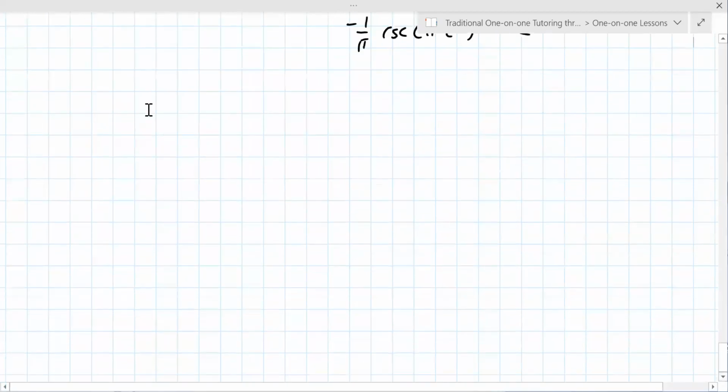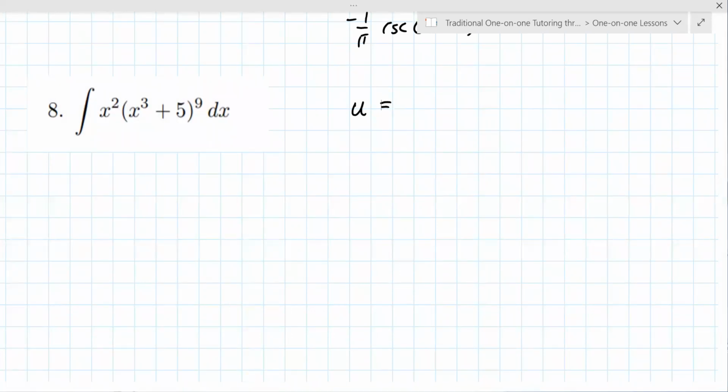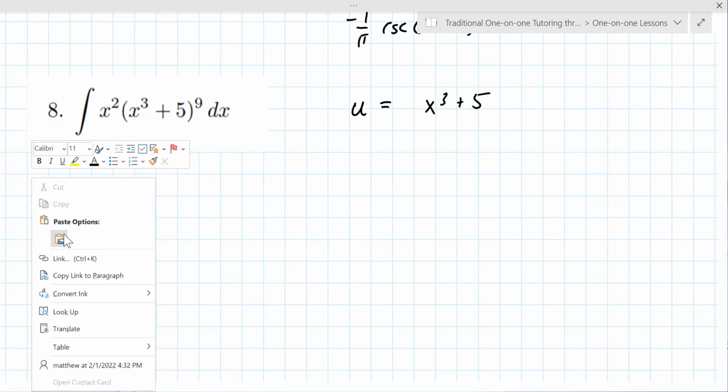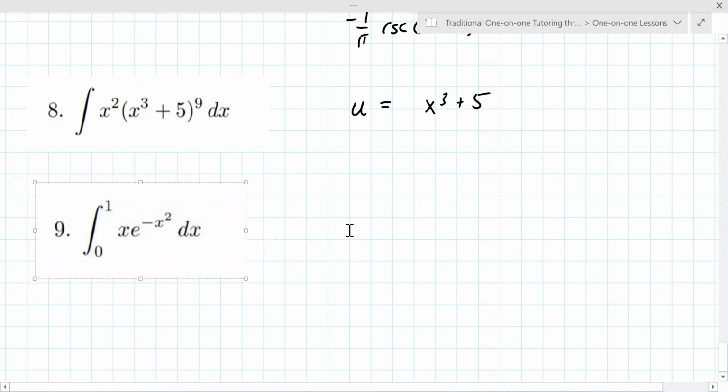So let's look at 8. Let me snip it in here. What is your u in this one? x cubed plus 5. Yes. Good. All right, let's do the next one. This one's more interesting because we've kind of already done a few like that. So what is your u in this problem? -x squared. It is.